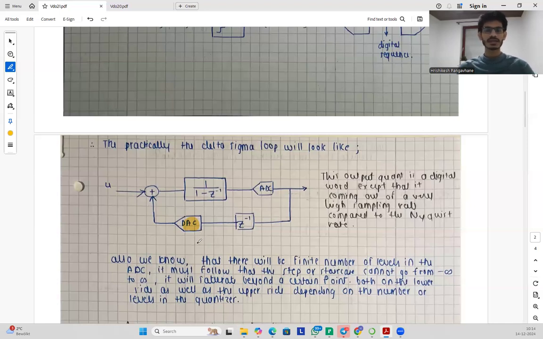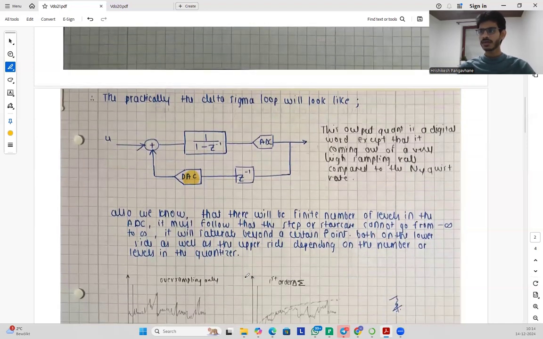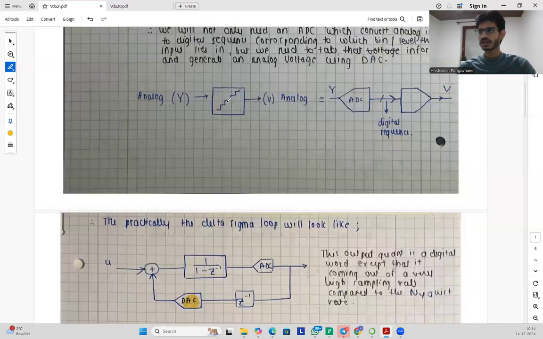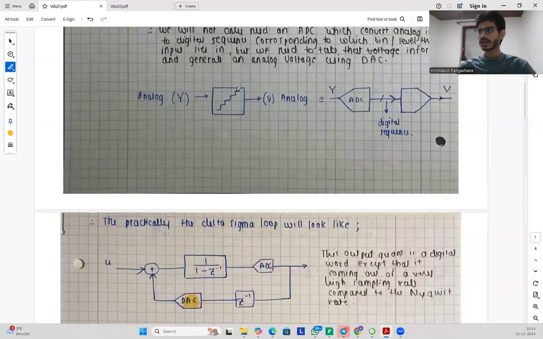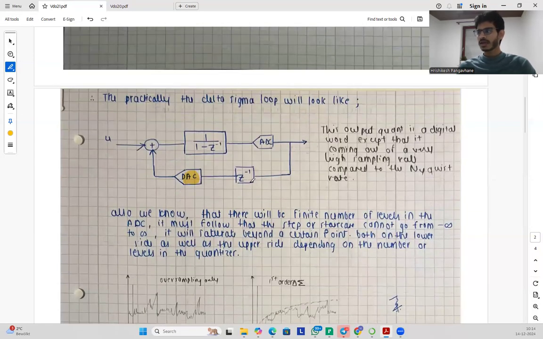Nyquist rate tells us that it must be just twice or more than twice the in-band frequency, but as we are in the case of OSR, the sampling rate is very high as compared to the Nyquist rate. Also, we know that there will be a finite number of levels in the ADC. What do I mean by that? It must follow that the staircase cannot go from minus infinity to infinity. It will saturate beyond an upper limit and below a lower limit. Both the lower side as well as the upper side depend on the number of levels of the quantizer, I mean, what bit quantizer we are using or realizing.